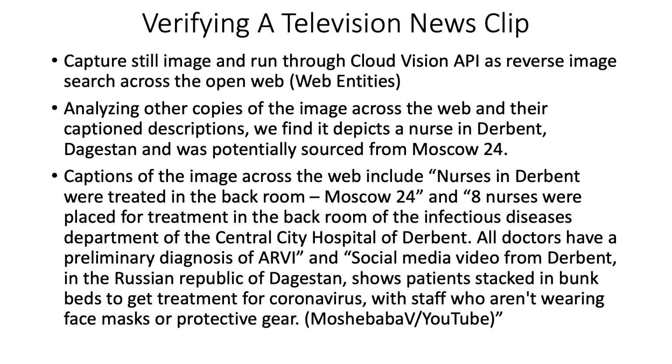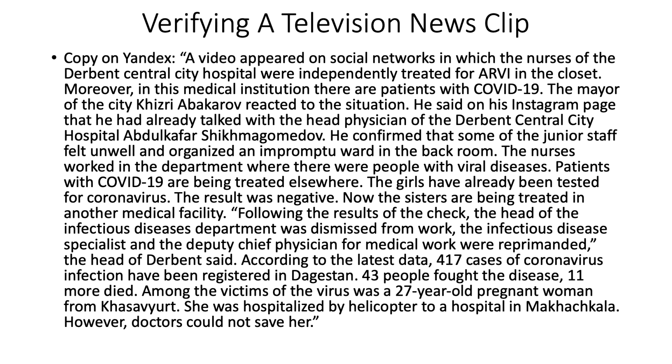So again, we start off with this screenshot of this clip. We ask the Vision API to find all the copies it's seen across the web. And then we basically crawl each of those URLs and get the captions of the images. So now we've gone from this unknown clip to a pretty detailed description, but we can go a step further.